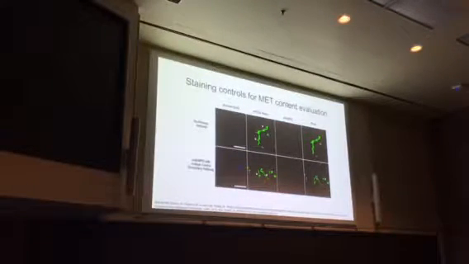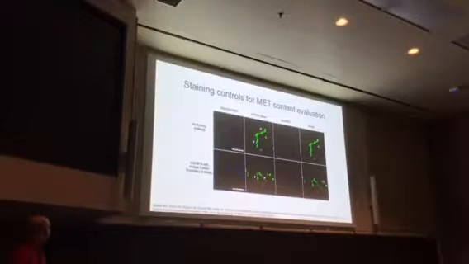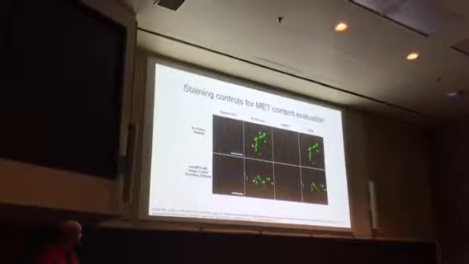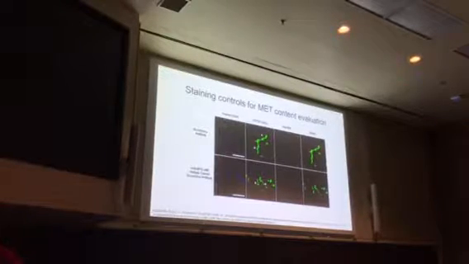Now, to make sure that this staining is specific, we did staining controls using either no primary antibody or a secondary isotype control, and we don't see any of that red staining.